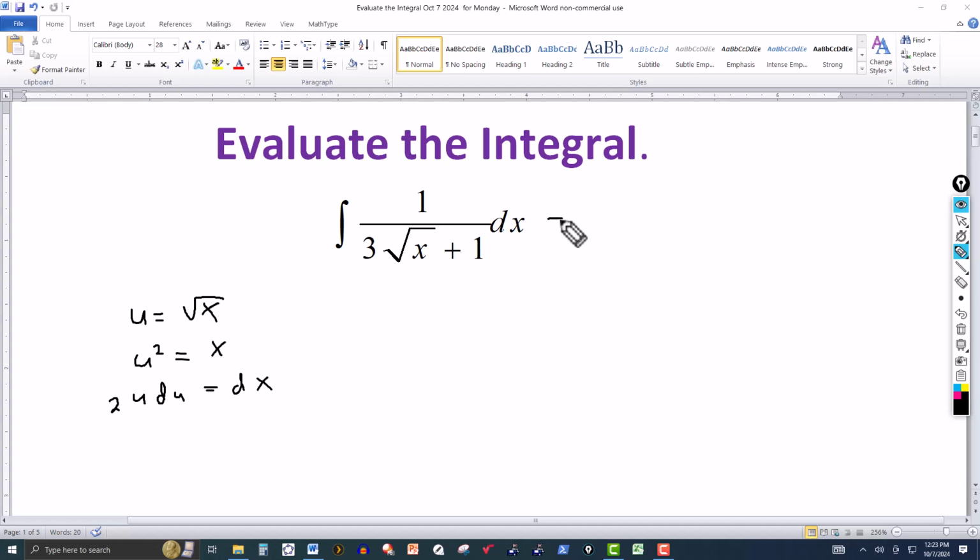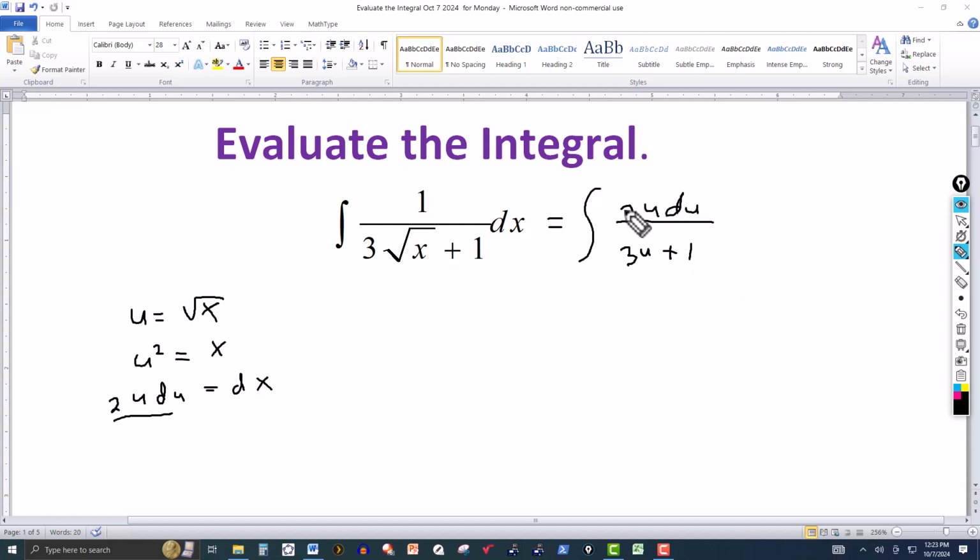Then I make my substitution here. In the numerator I'll have the dx. 1 times dx is dx, and that'll be replaced by 2u du. In the denominator I'll have 3 times the square root of x. Square root of x is the u. So I get 3u plus 1.